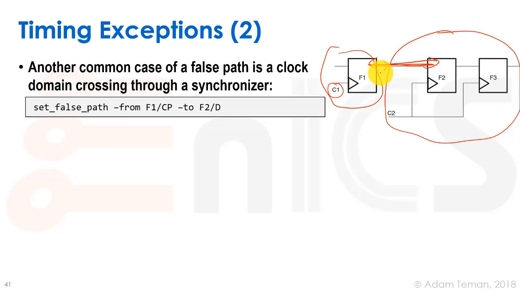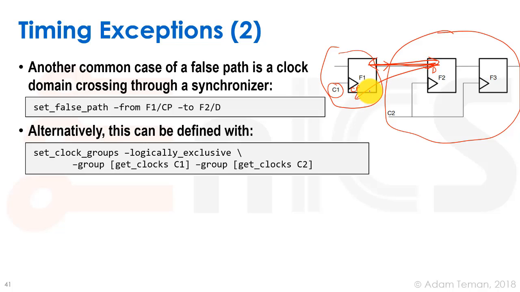So how we would do that is set false path minus from flip-flop 1 CP, this would be called CP, to flip-flop 2 D. That means this is a false path, it won't check timing on it, and we won't get any violations. In an alternative way, we can just say, listen, we know by design, and we checked it very well, and we used a clock domain crossing tool to check that we don't have any of these types of violations that we didn't know about.